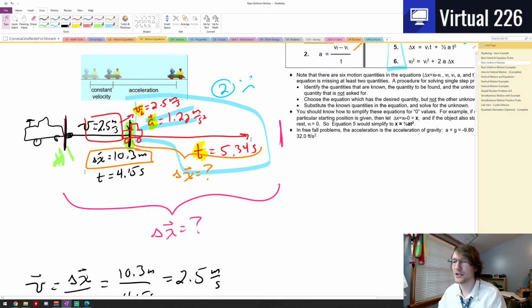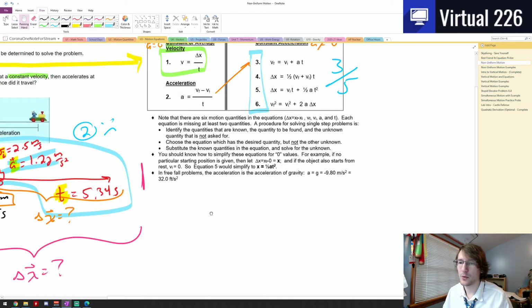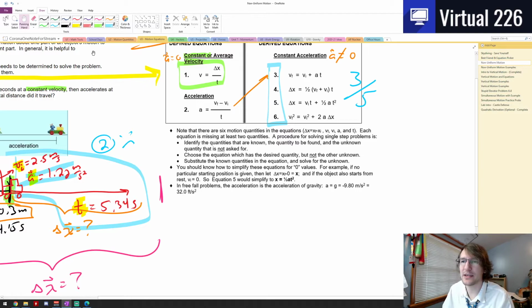So this is very much just an equation picker again. We have a VI, we have an A, we have a T, we're looking for a delta X. So we have a VI, we have an A, here's an A, here's an A. We have a T, we have a T, and we're looking for delta x. So we're looking for this delta x here.